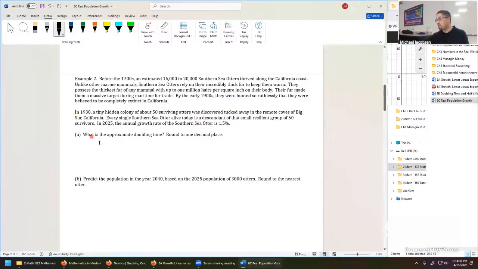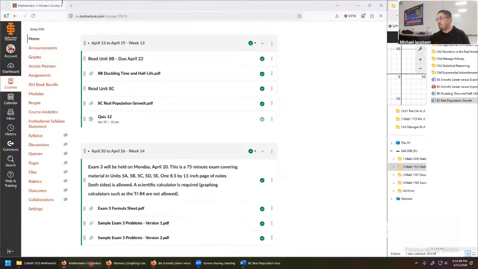There was a discovery in 1938, so almost 100 years ago, of a tiny hidden colony of about 50 surviving otters tucked away in the remote coves of Big Sur, California. That's a real place. Let's take a look at it just to get a good feel of the context.